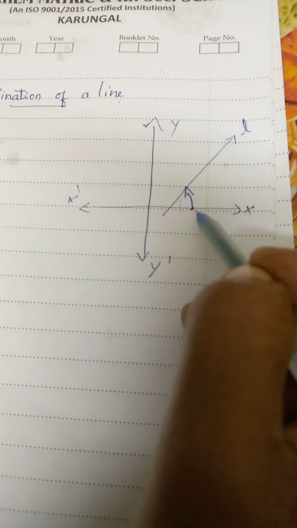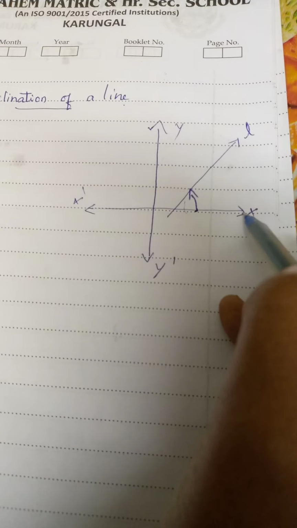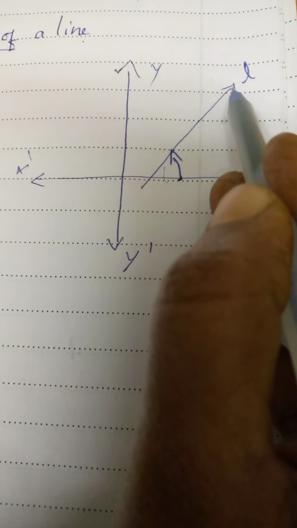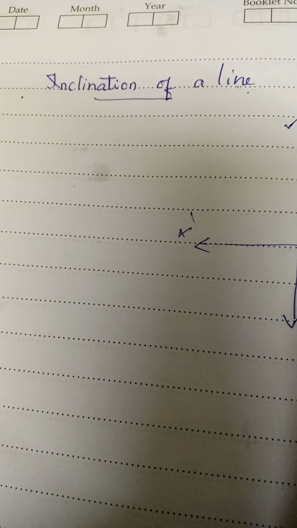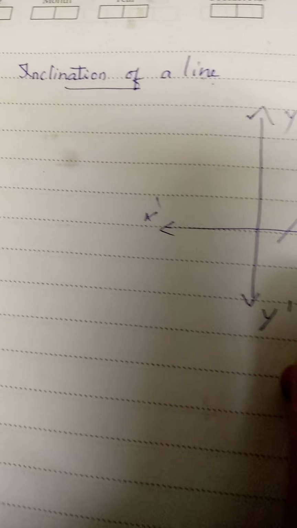What is inclination of a line? The angle measured between the x-axis and the straight line L counterclockwise is known as inclination of a line. Did you understand, students? It is denoted by theta.